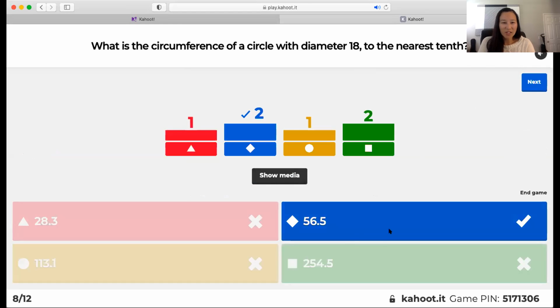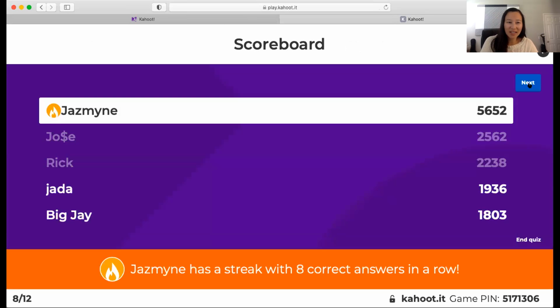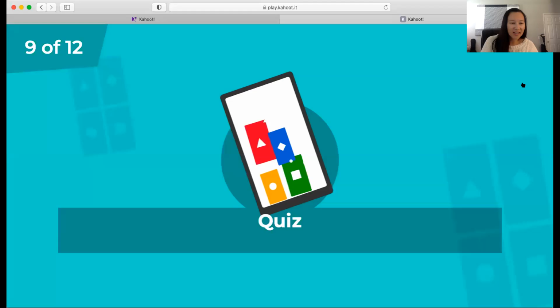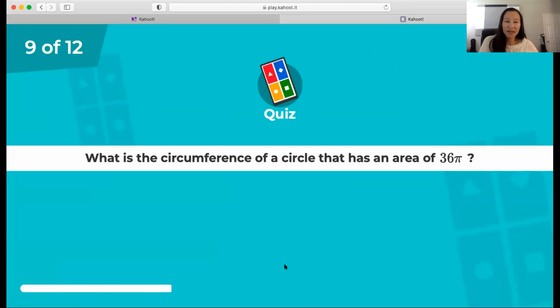Ooh, good job. We got 2 people got it 56.5. So you just had to multiply 18 times pi, which is about 56.5. Let's see. Wow, good job, Jasmine. All right, number 9.